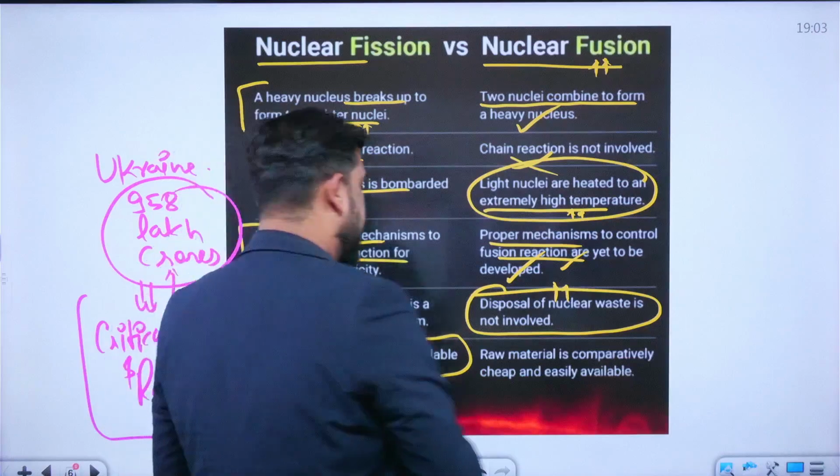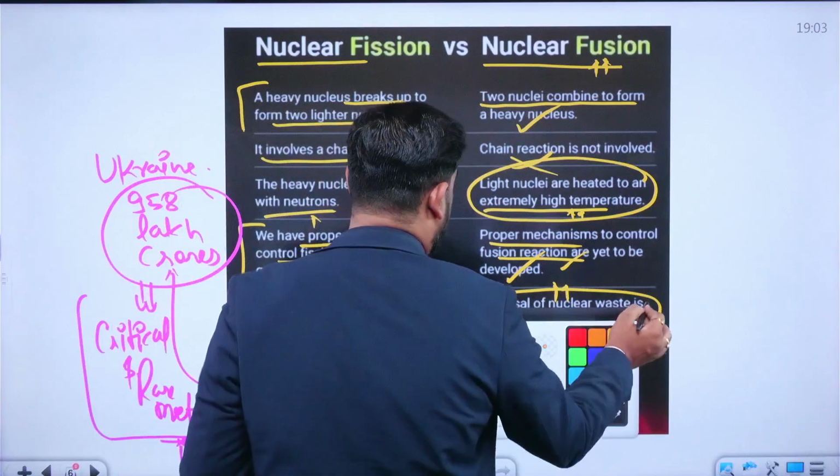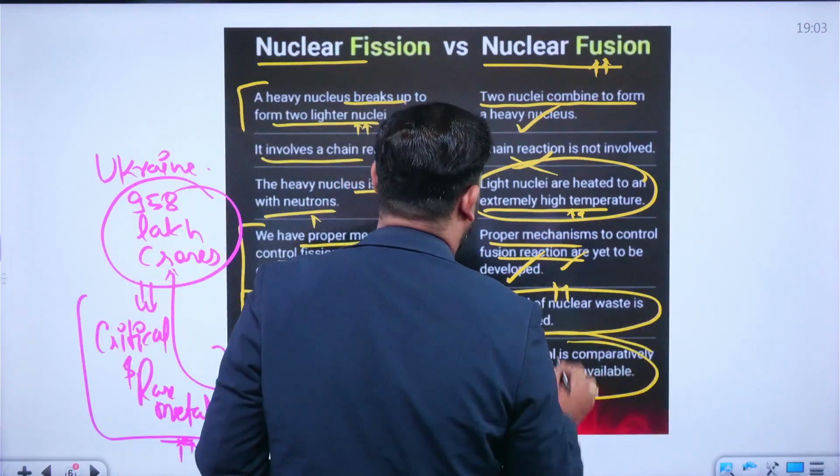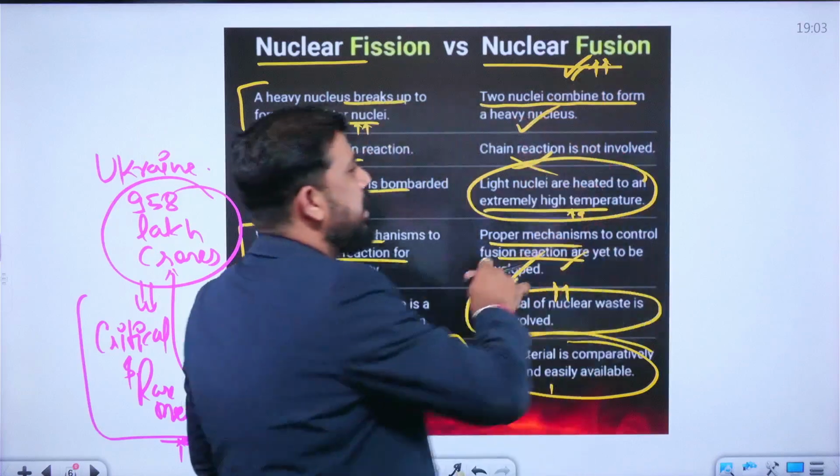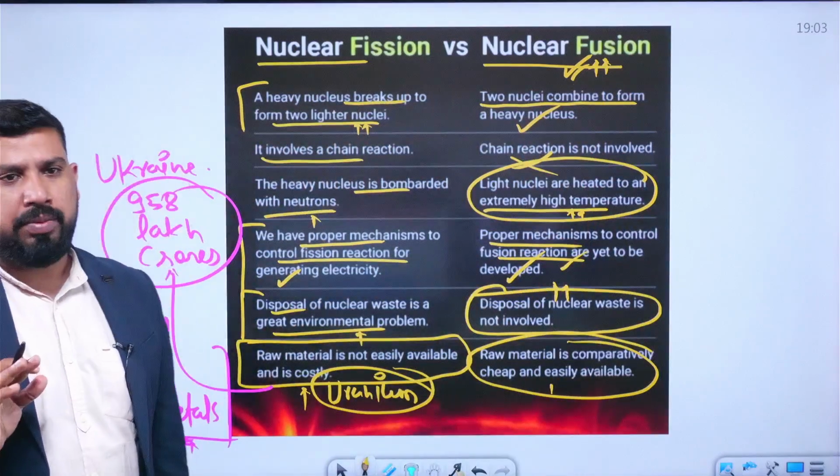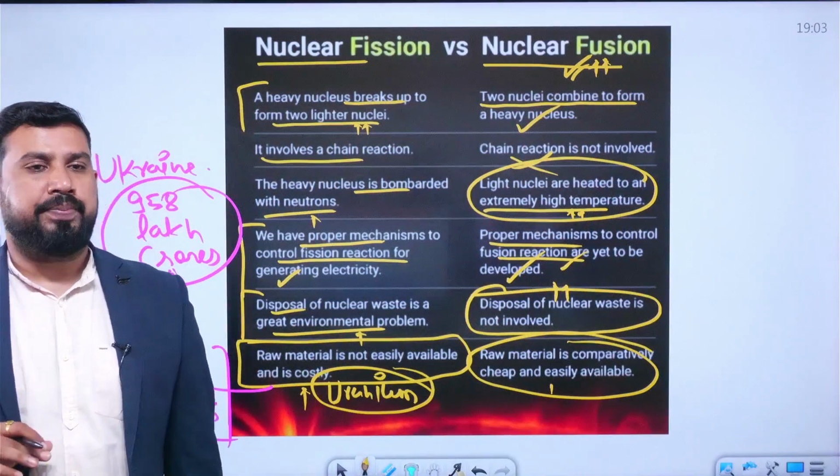Apart from it, raw material is comparatively cheap and easily available in the case of nuclear fission. The main headache is controlling this reaction. Apart from that, everything is fine.